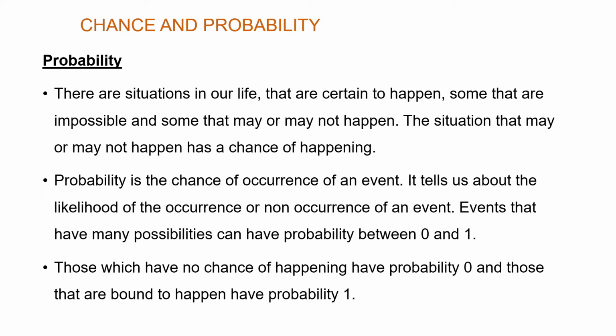Probability is the chance of occurrence of an event. It tells us about the likelihood of occurrence or non-occurrence of an event. Events that have many possibilities can have probability between 0 and 1. That means it may happen or it may not happen. Those which have no chance of happening have probability 0. That is not possible at all. That's why probability is 0. Those that are bound to happen have probability 1. Is it clear, children? This concept is clear?